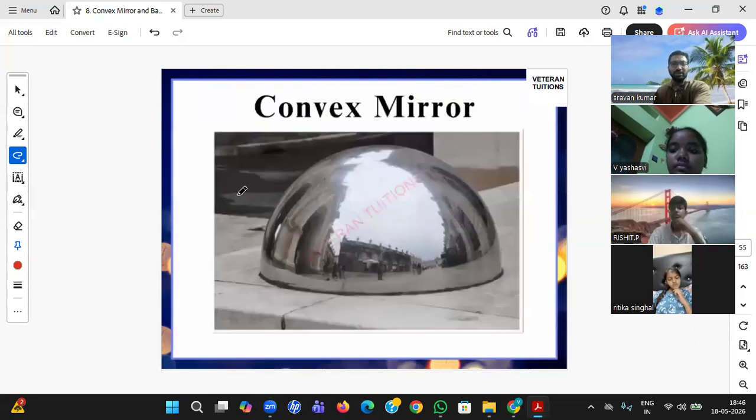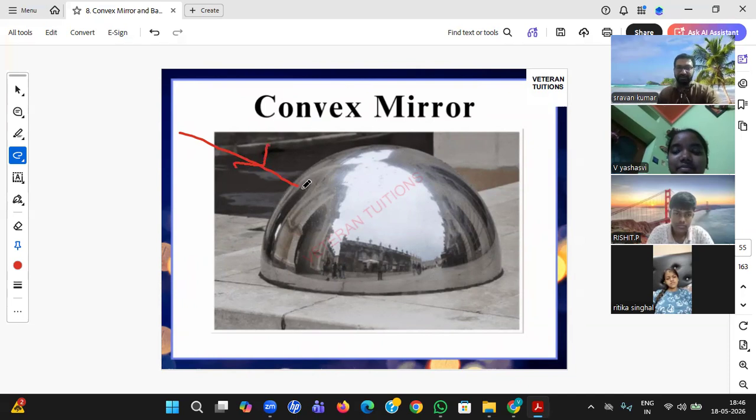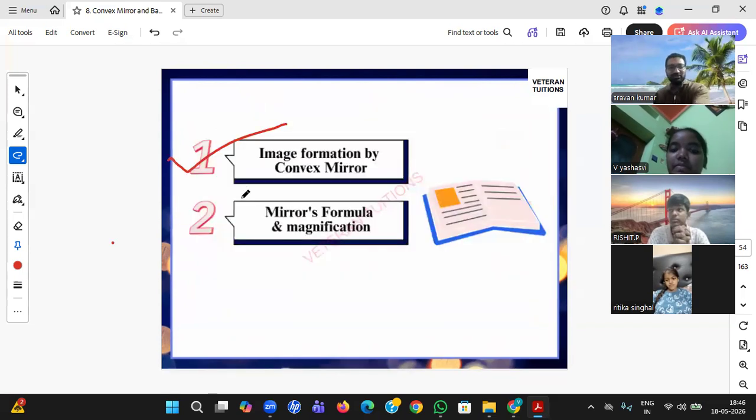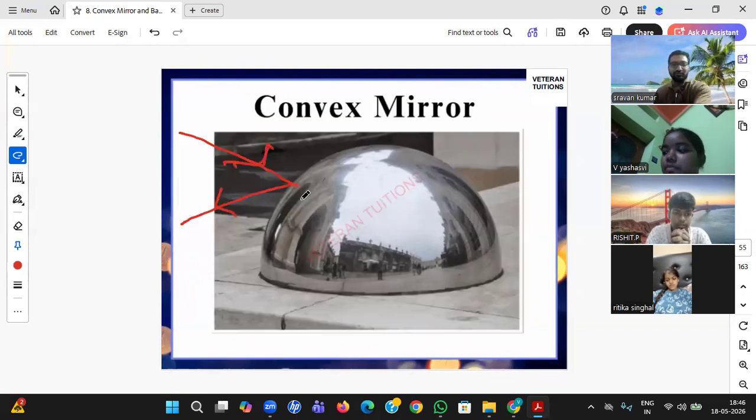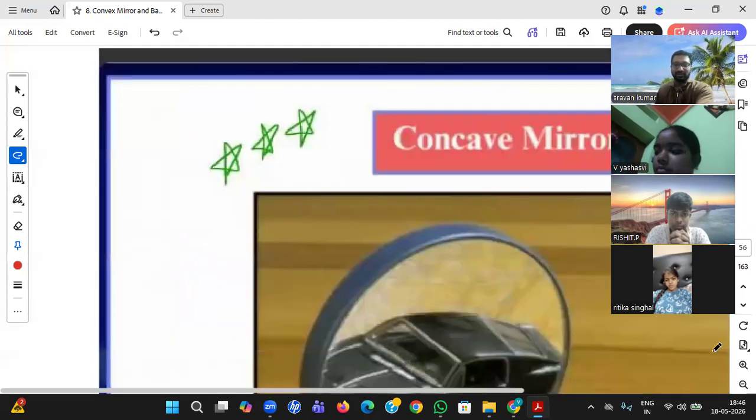So what is a convex mirror? Why are we saying concave mirror? Light is coming and hitting on the bulged part, and light is reflecting from the bulged part. Sorry, convex mirror. I'm really sorry, convex mirror. Light is coming on the bulged part and reflecting back from the bulged part. So it is a convex mirror, students. Now we are moving to the image formation case of a convex mirror.